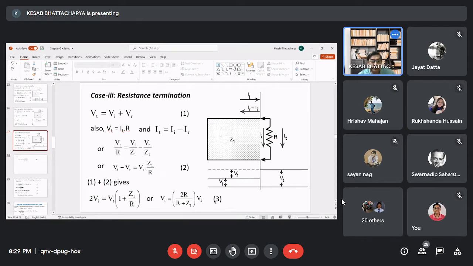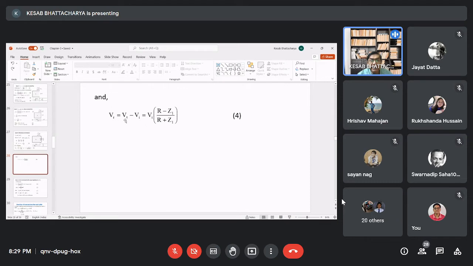Is it clear now? Yes, sir. And Vr is equal to Vt minus Vi. Vi plus Vr is equal to Vt. So we can write Vr is equal to Vt minus Vi. That is, the expression for Vr is Vi into Z2 minus Z1 by Z2 plus Z1. So that becomes equal to R minus Z1 by R plus Z1. I hope you understand this, the expression for VR.